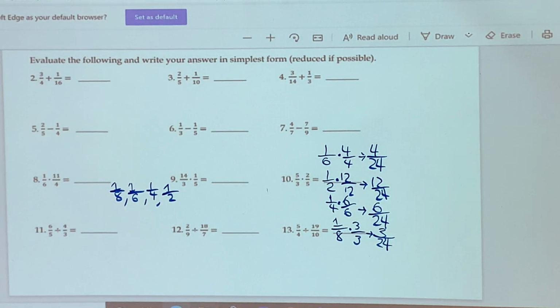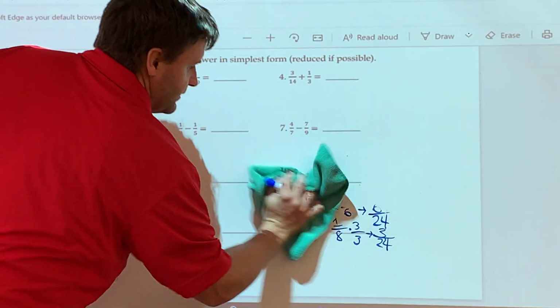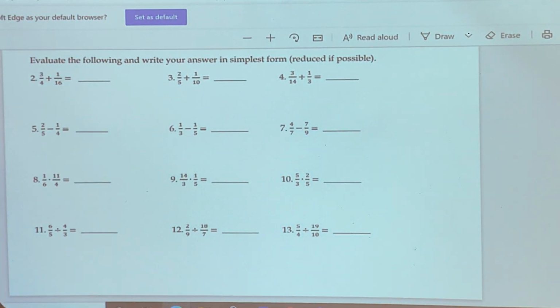All right, so now let's look at number 2. This time we're adding fractions. Recall, what did we need when we had fractions? Yes, again, this can go right into your calculator very quickly, but I'm challenging you.